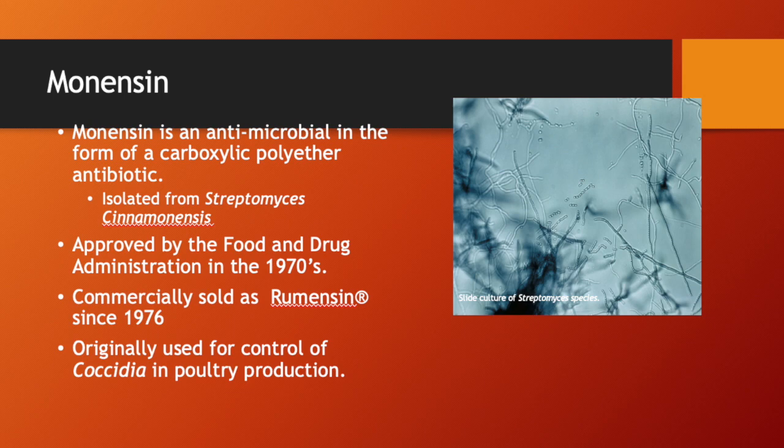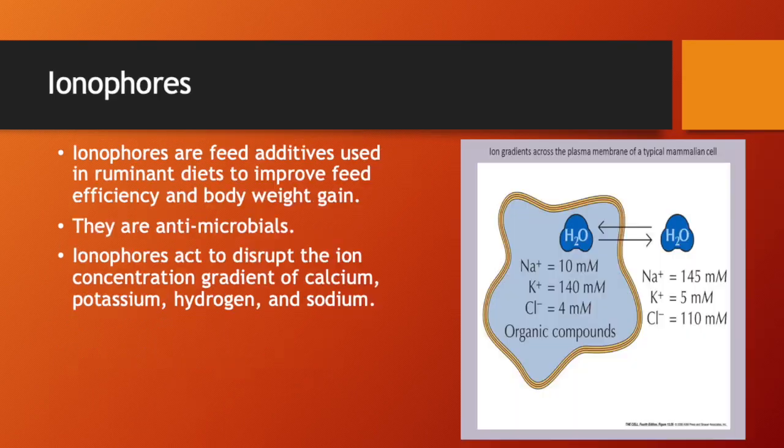It was originally used for control of coccidia in poultry, but they figured out that it could be supplemented in ruminant diets and had a purpose there. So now it is commercially sold as Rumensin and has been since 1976.